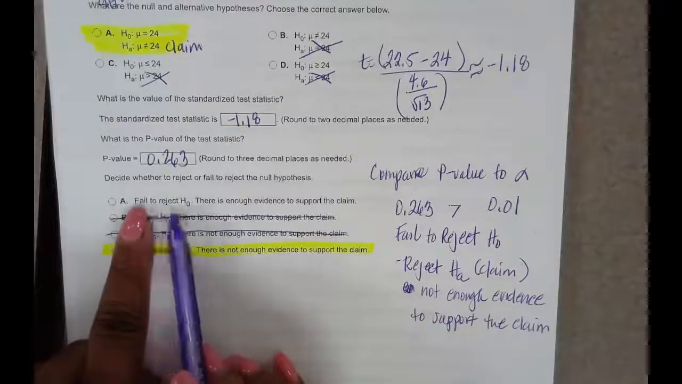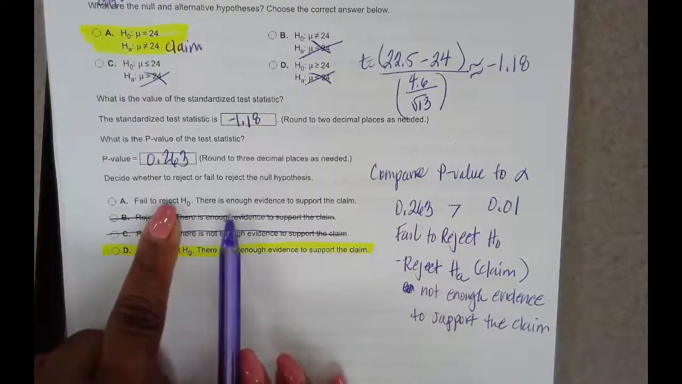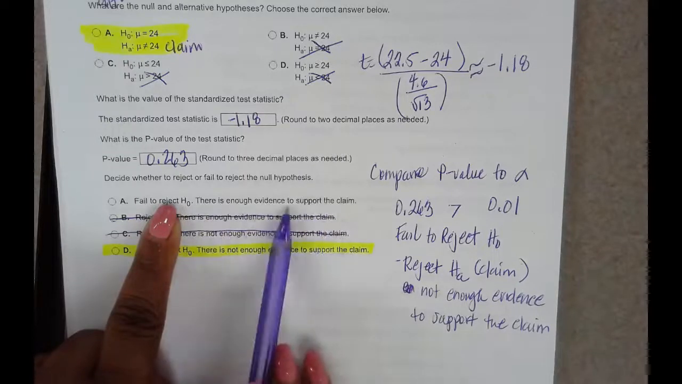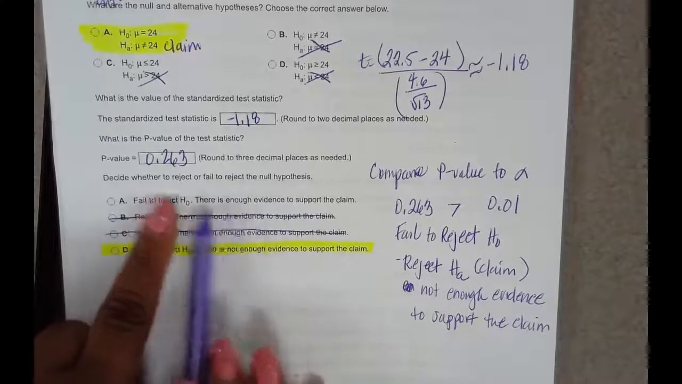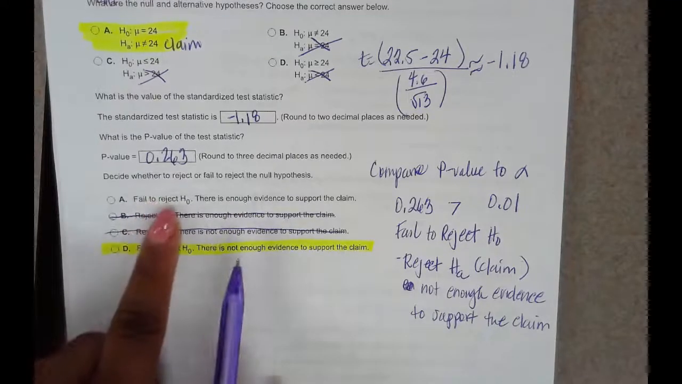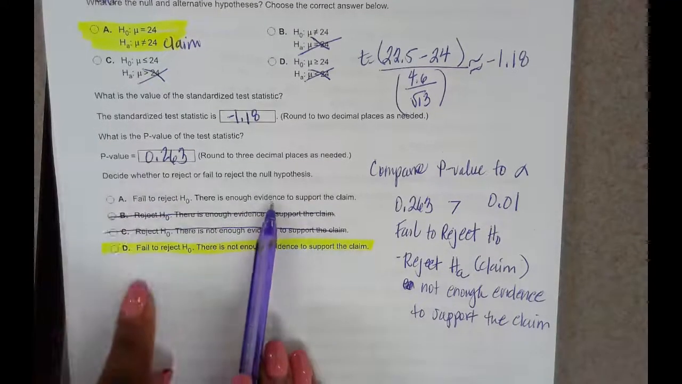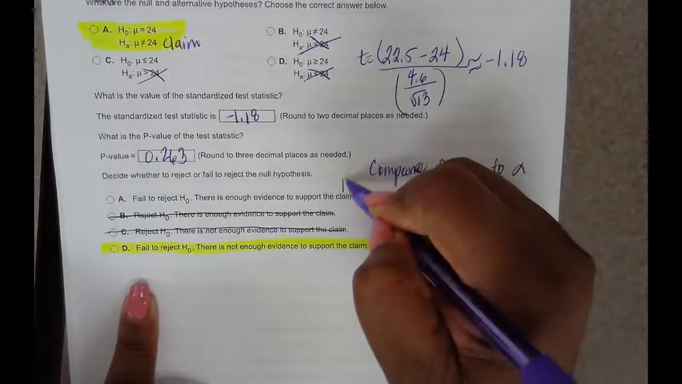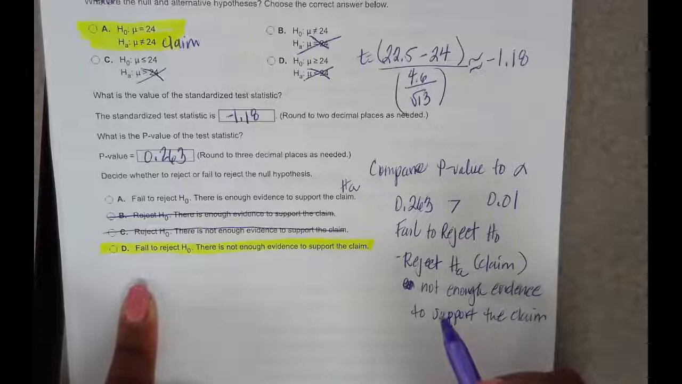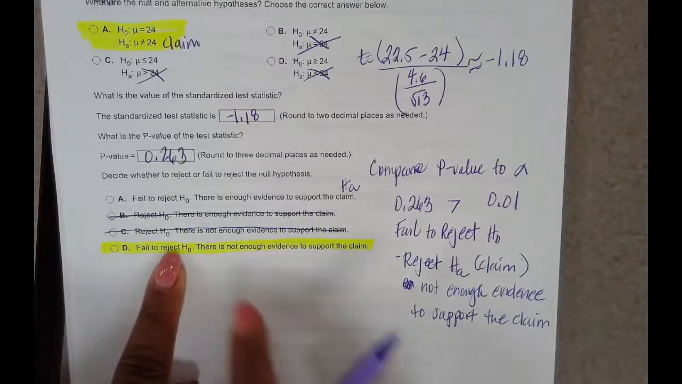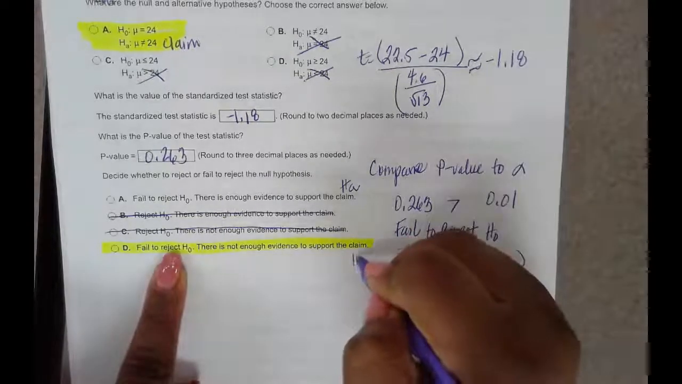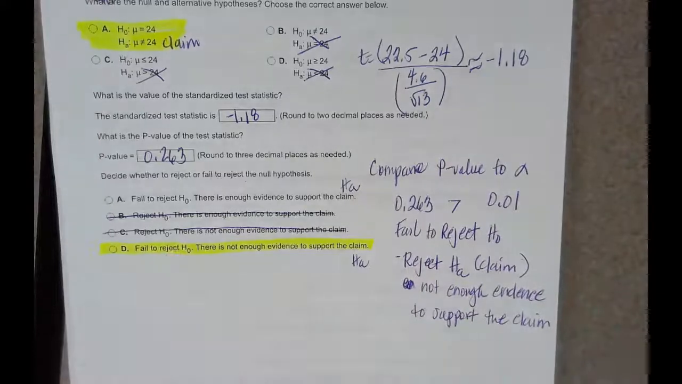This is correct here, fail to reject the null, but this is incorrect here. There is enough evidence to support the claim. There isn't, because if there were, we would be rejecting the null. These are opposites of each other. I can't reject the null and then have enough evidence to support the claim, which happens to be in the alternative. I can fail to reject it because I don't have enough evidence in the claim, which happens to be the alternative. Okay?